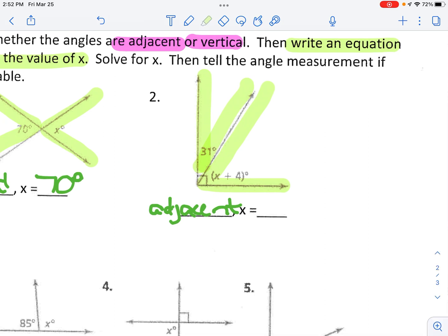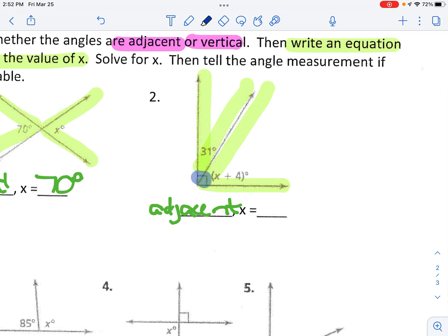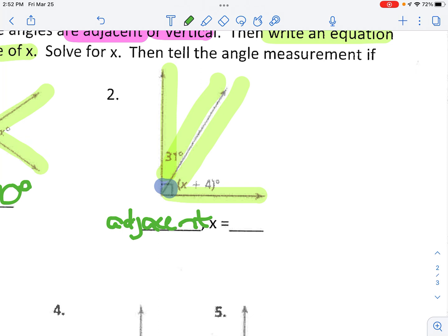Now notice the little square down here tells us that this is a 90-degree angle. This is a right angle. So I know the two angles together have to total 90 degrees. So my equation is going to say the first angle of 31 degrees plus the second angle of x plus 4 degrees. Those two angles together have to total 90 degrees.